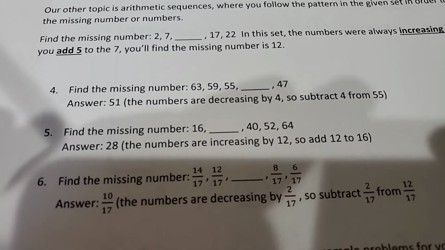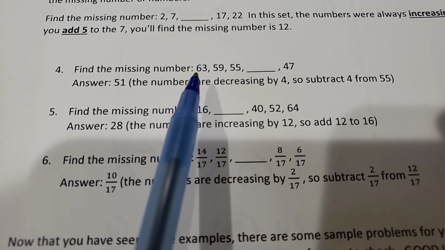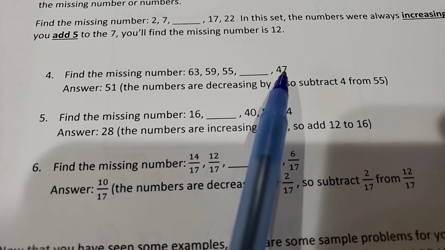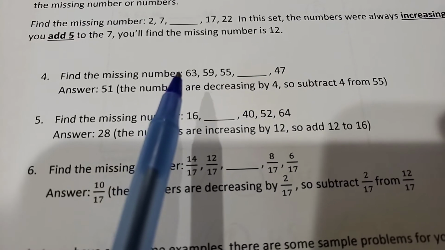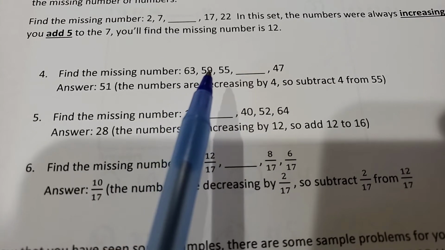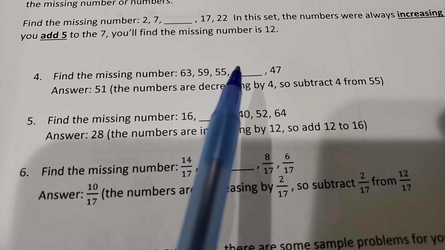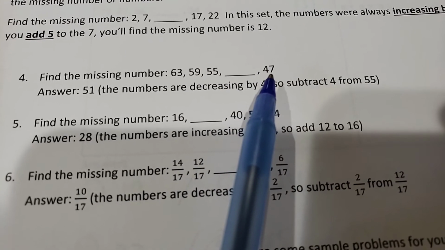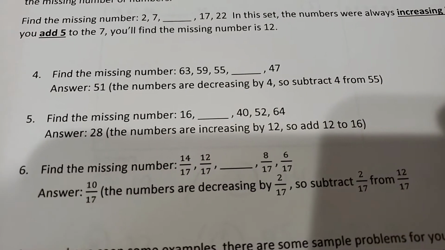Number 4, find the missing number. You have 63, 59, 55, a missing number, and then 47. We see the numbers getting smaller. Down by 4, down by 4, and then I'll try going down by 4 here, and it does take me down to 51, and then if we go down by 4, it takes me to 47, so we have the right pattern.